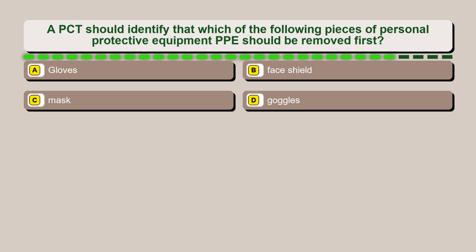Question 74. A PCT should identify that which of the following pieces of personal protective equipment (PPE) should be removed first? Option A. Gloves. Option B. Face shield. Option C. Mask. Option D. Goggles.